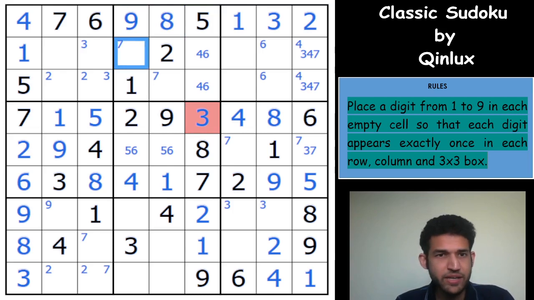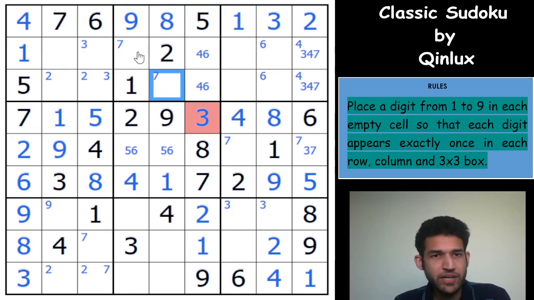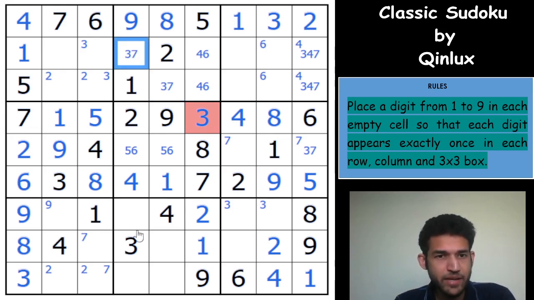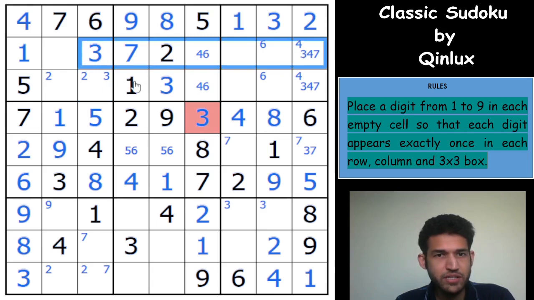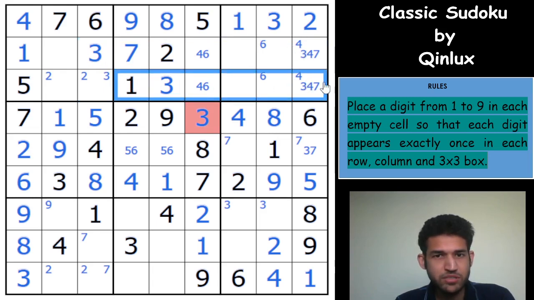So that's not a 9. So we get the final digits in the box. Those must be 3 and 7. And that can be resolved. So that's 3, that's 7, this 3. Resolve this corner pencil marking. 3 goes in here. So you don't have a 3 in this box 3. So 3 in column 9 has to go here. That's a 3. That's a 7.